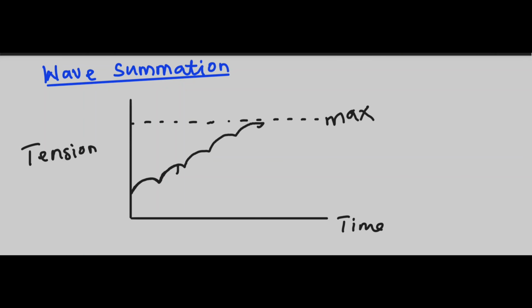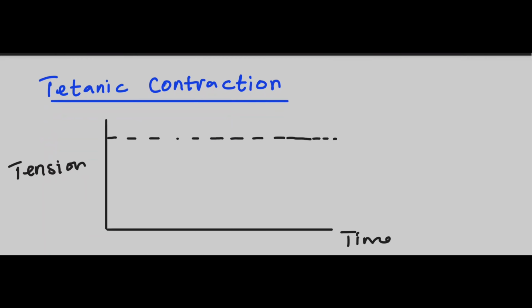and then when it's about to rest, another one is sent. But in tetanic contraction, once that impulse gets sent, another one gets sent, and another, just back to back to back, all the way until you reach the peak amount of force that you are trying to exert. And again, you obviously can't go above your max tension. But tetanic contraction is just wave summation on steroids, and it causes a sustained contraction, which is referred to as tetanus.